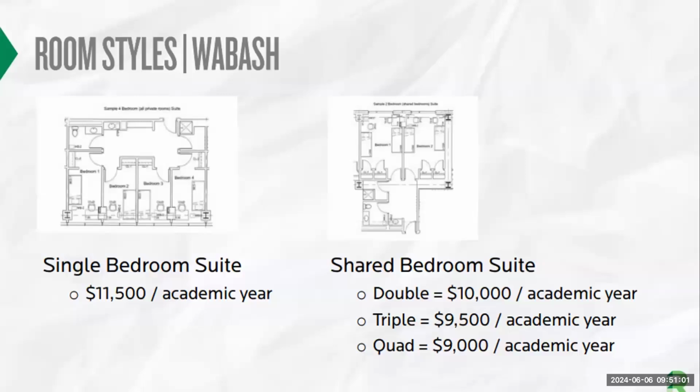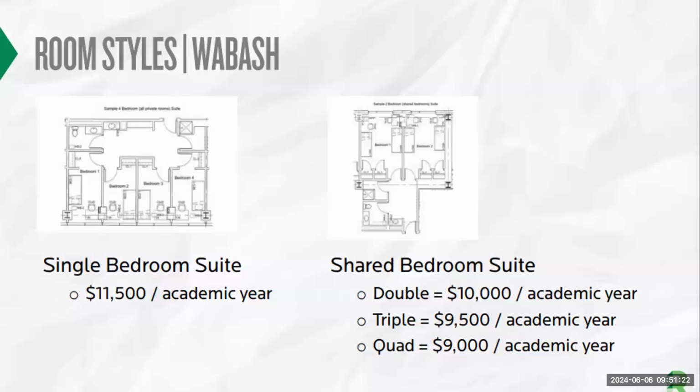So here are some of the different styles that are over in the Wabash building. For the single bedroom suite, you would have your own individual bedroom, and then you would share the common area, which is a toilet room, a shower room, and a small little hallway with 3 other people who also have their own individual bedrooms.